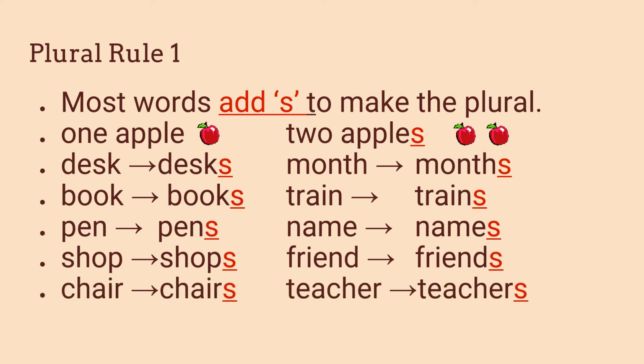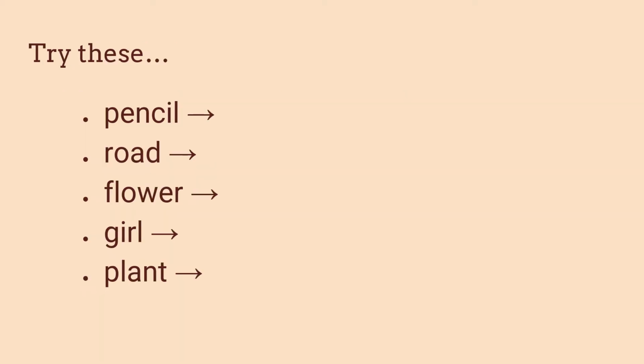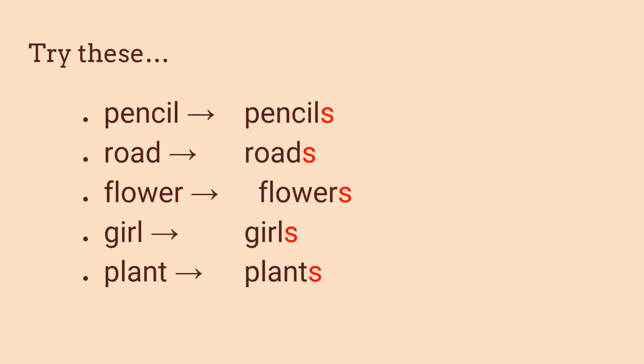Here's more: chair, chairs; one teacher, two or more teachers. Now let's try these. If you need more time to answer, you may pause the video. Pencil, one road, one flower, one girl, and one plant. To form the plural form, you will just have to add s. Pencils, roads, two flowers, three girls, or five plants.